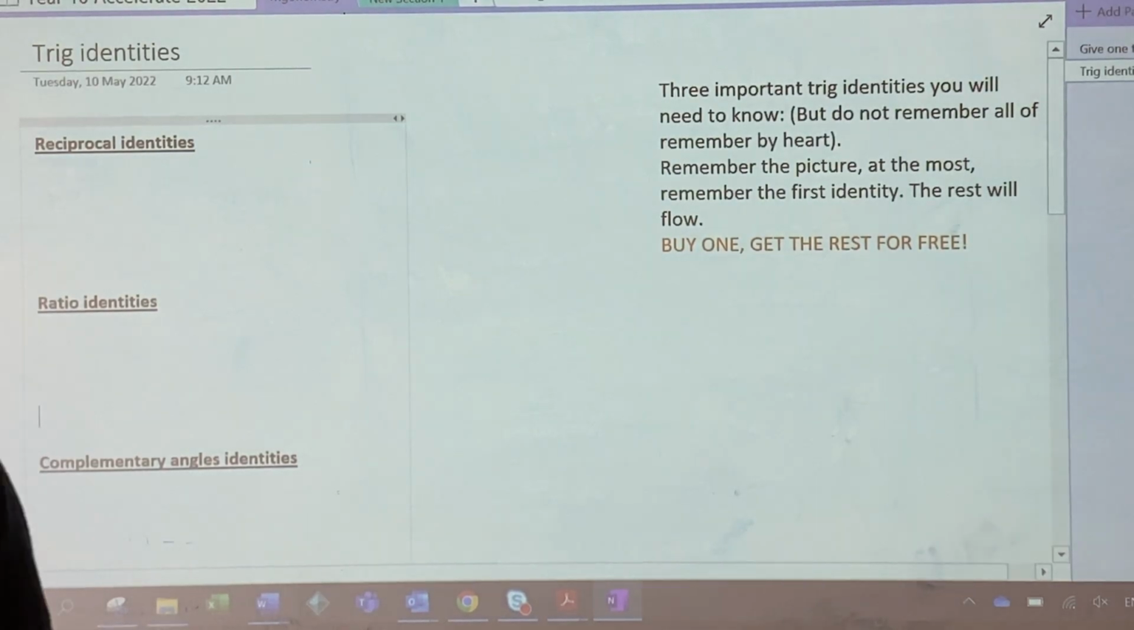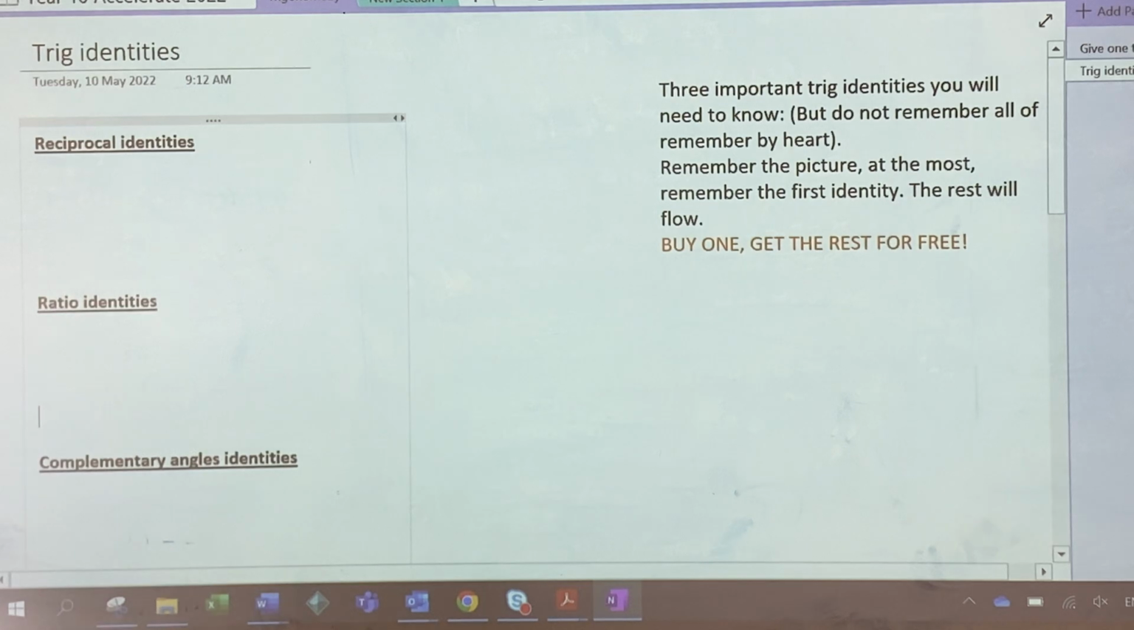Okay guys, today we're going to do 6G trig identities. There's quite a number of things involved, but let's do some quick revision first.